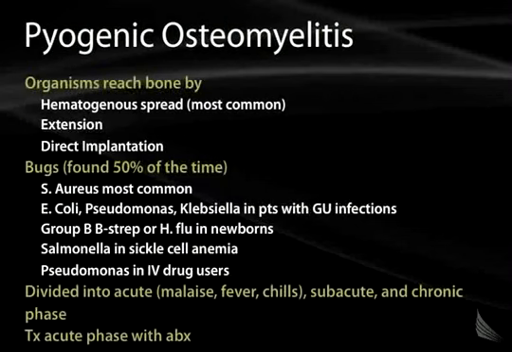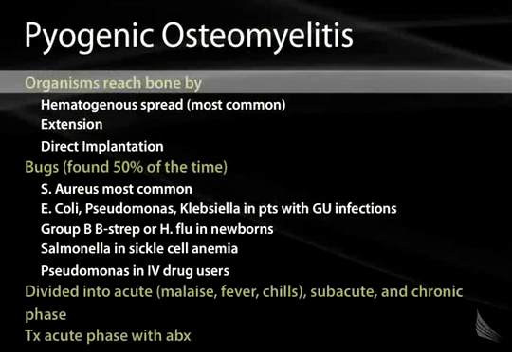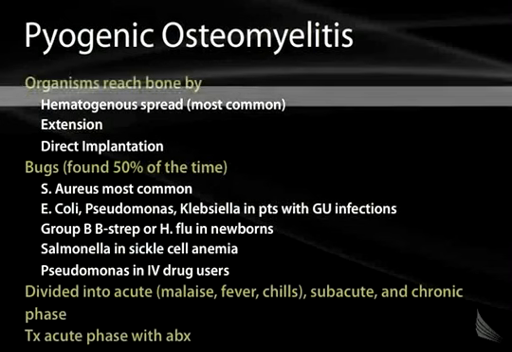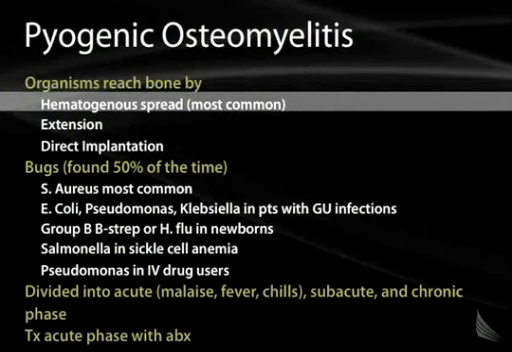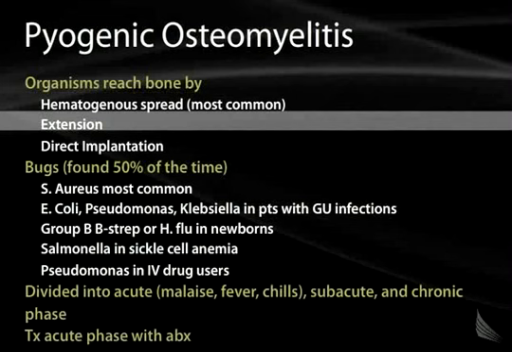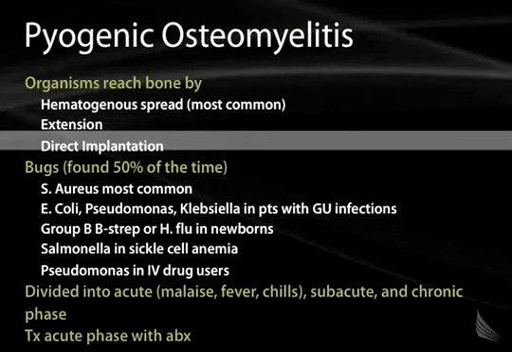Pyogenic osteomyelitis refers to a situation where there is bacterial infection of the bone, the organisms having reached the bone by a variety of sources. The usual and most common way in which the bacteria reach the bone is via hematogenous spread. However, they can also get into the bone by direct extension from a nearby wound or by direct implantation.